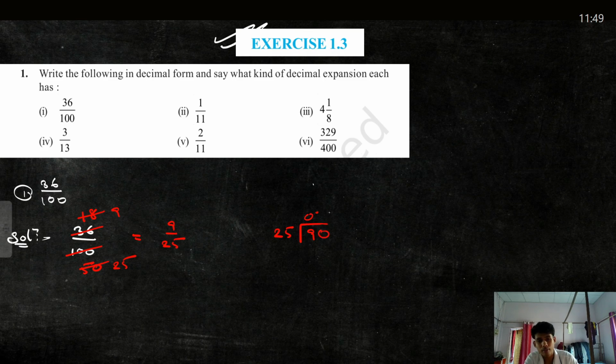Now 25 times 2 is 50, 3 times would be 75. Now 10 minus 5 becomes 5. 8 minus 7, 150. 25, 4 times is 100. 5 times is 125. 6 times is 150.